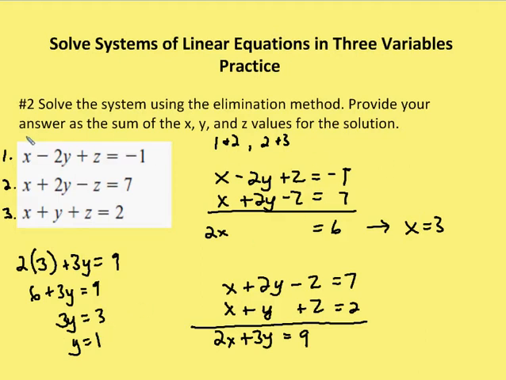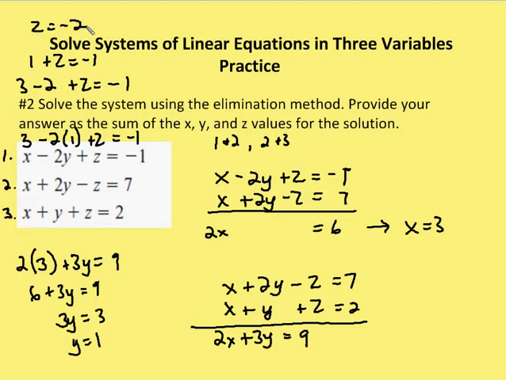So if x is equal to 3 and y is equal to 1, I can solve for z. Right? I'm going to use the first equation here. If x is equal to 3, minus 2 and y is equal to 1, plus z is equal to negative 1, and I'm going to move upwards here. So 3 minus 2 plus z is equal to negative 1, or 3 minus 2 is 1. I'm going to subtract 1 from both sides. So 3 minus 2 is 1, so 1 plus z is equal to negative 1. I subtract 1 from both sides, and I get z is equal to negative 2.